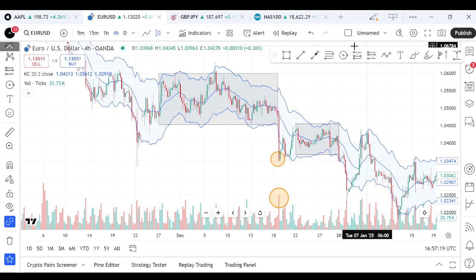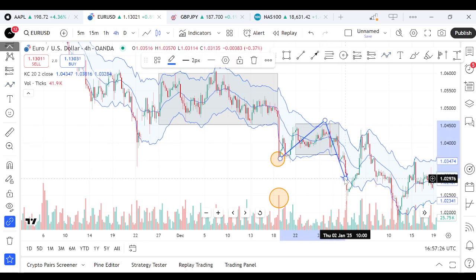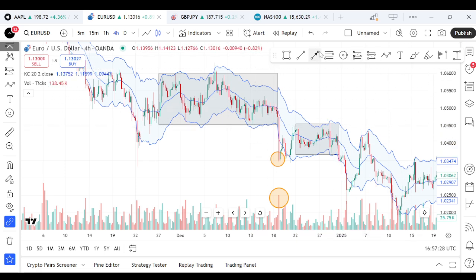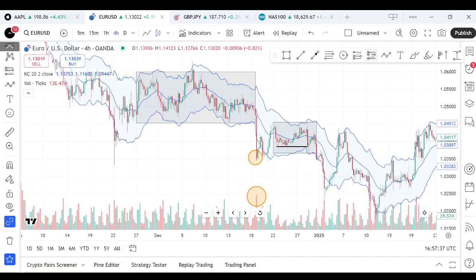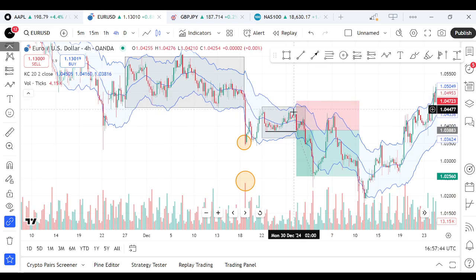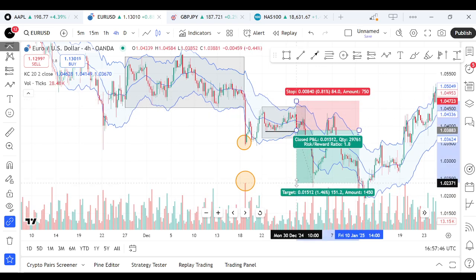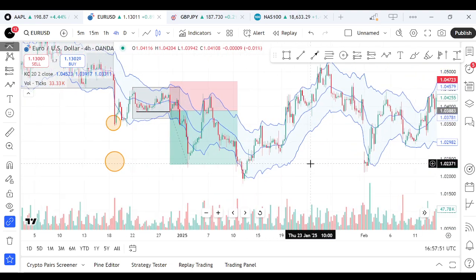Now the next step is to wait for this pullback to happen. See the pullback happen here, then a confirmation to the downside. After we had our pullback, wait for price to give us a close below this, a change of character or market structure shift, whichever one, and we enter here with our stop losses above the channel or above this high, and our take profits all the way down.